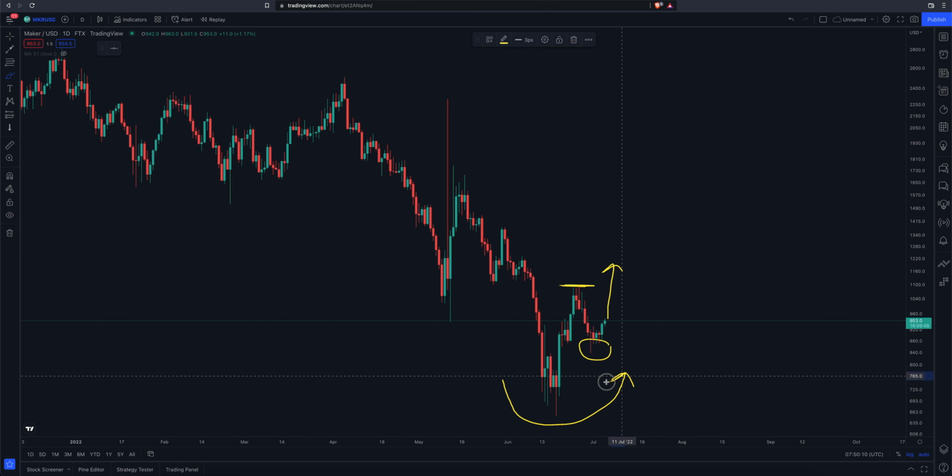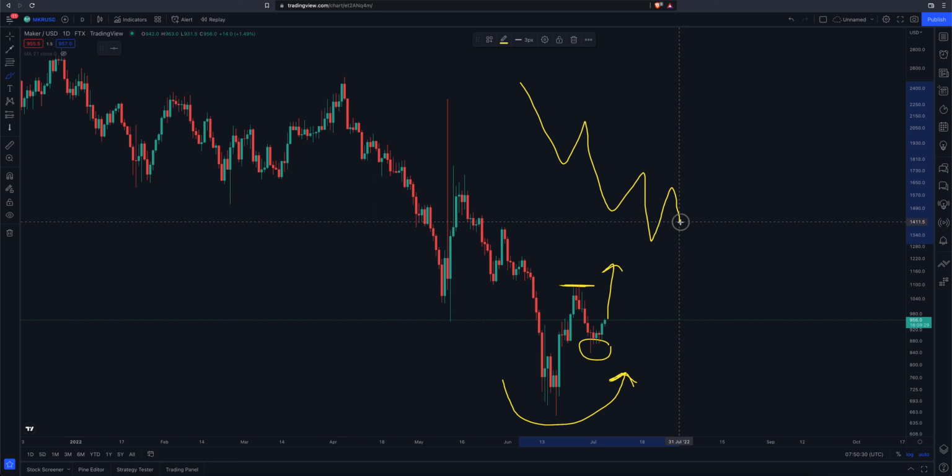So instead of printing lower lows, lower highs, lower lows, lower highs, what the markets do, I should say, is print a lower low, they'll rally up, usually print a lower high, pull back, print a higher low, and this is that area you want to be keeping your eye on.